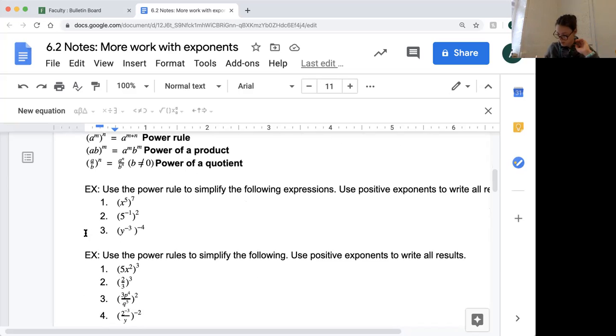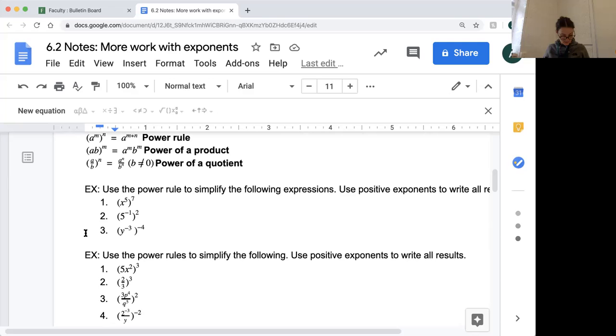Number 1, we have x to the 5th to the 7th power. This is straight up power rule right here. We know A to the M to the N is going to equal A, but in this case we have an x, and we're going to multiply our exponents. So it's going to be x to the 5 times 7. We know that 5 times 7 is 35, so we're going to have x to the 35th.